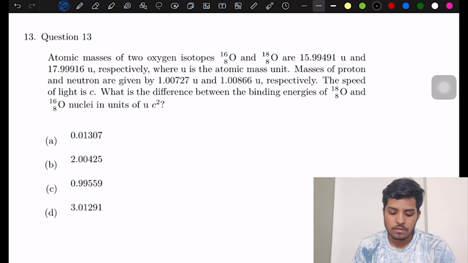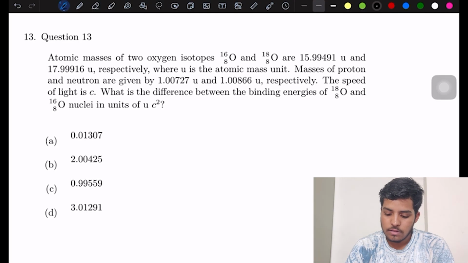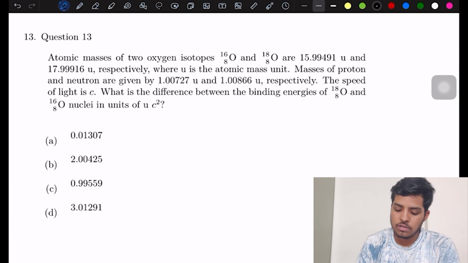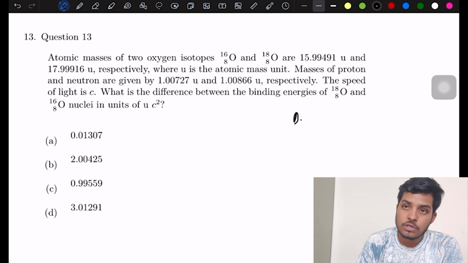Now let's come to question number 13. The atomic masses of two oxygen isotopes are this and this respectively, where mu is the atomic mass unit. Masses of proton and neutron are given by this and this respectively. The speed of light is c. What is the difference between the binding energy? So it's an easy question. We know that binding energy equals delta m into c square.